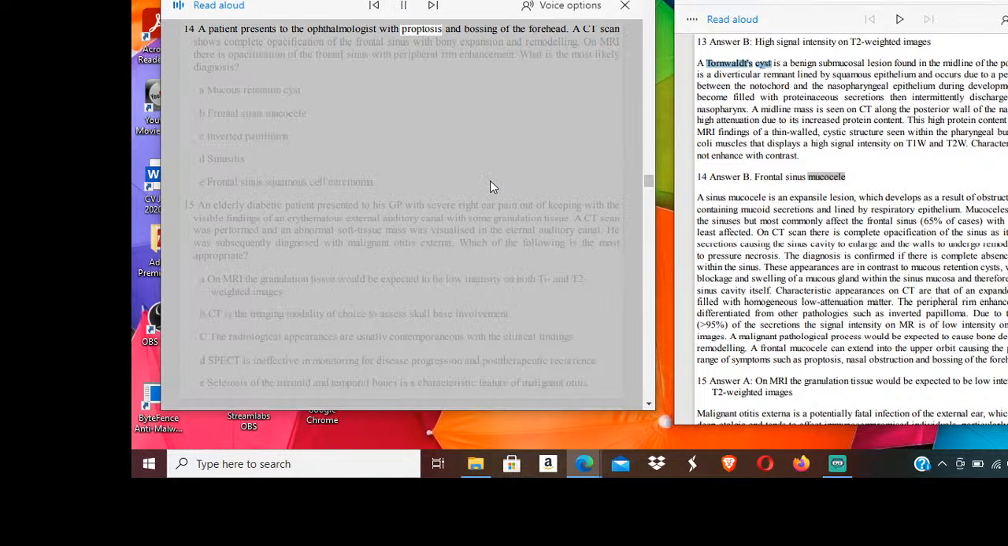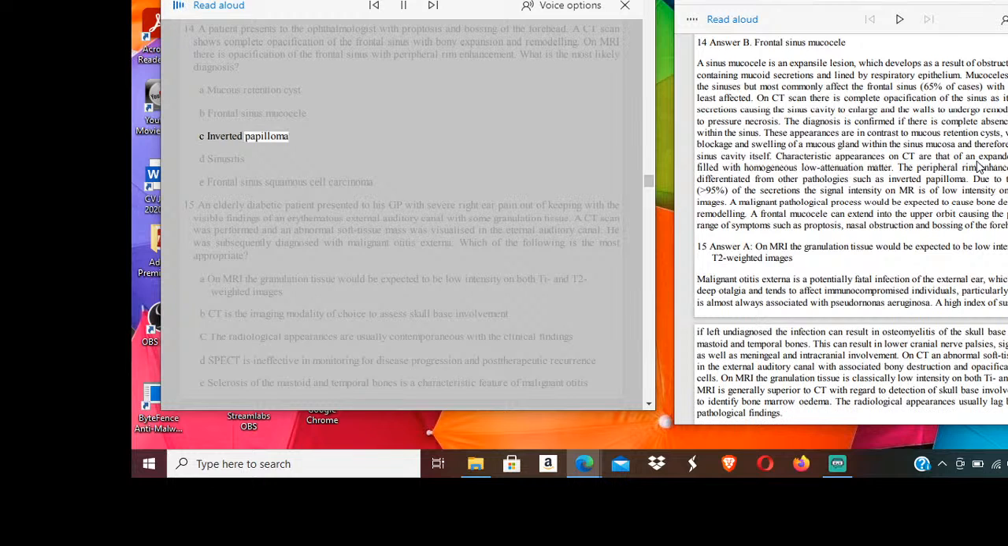Presents to the ophthalmologist with proptosis and bossing of the forehead. A CT scan shows complete opacification of the frontal sinus with bony expansion and remodeling. On MRI, there is opacification of the frontal sinus with peripheral rim enhancement. What is the most likely diagnosis? A, mucus retention cyst; B, frontal sinus mucocele; C, inverted papilloma; D, sinusitis; E, frontal sinus squamous cell carcinoma.